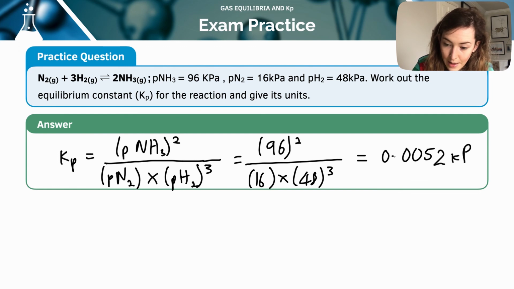I'm going to get 0.0052 kilopascals to the minus 2, because I've got kilopascals squared over kilopascals to the power of 4. So 2 of those are going to cancel out, and it's going to leave me with kilopascals to the minus 2. Work out the units in exactly the same way you did for Kc, but instead of moles per decimeter cubed, it's kilopascals, but it's the same skill.